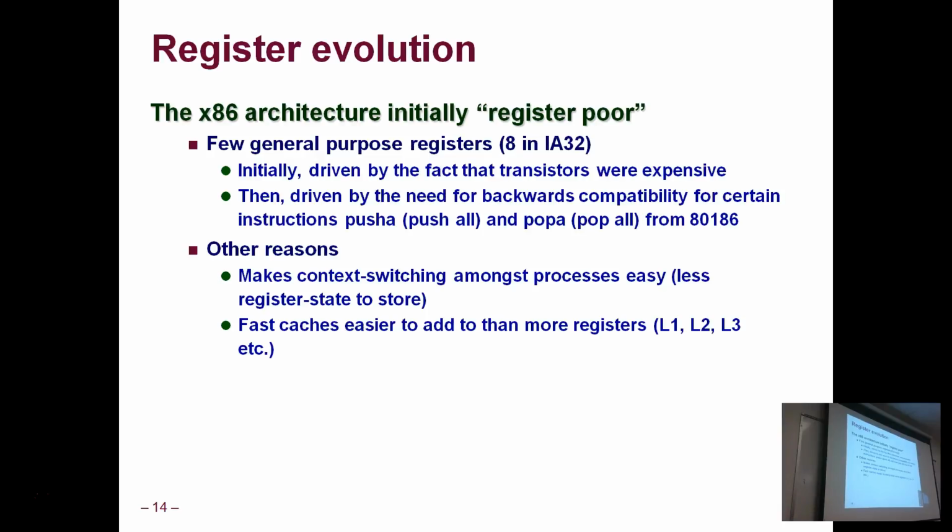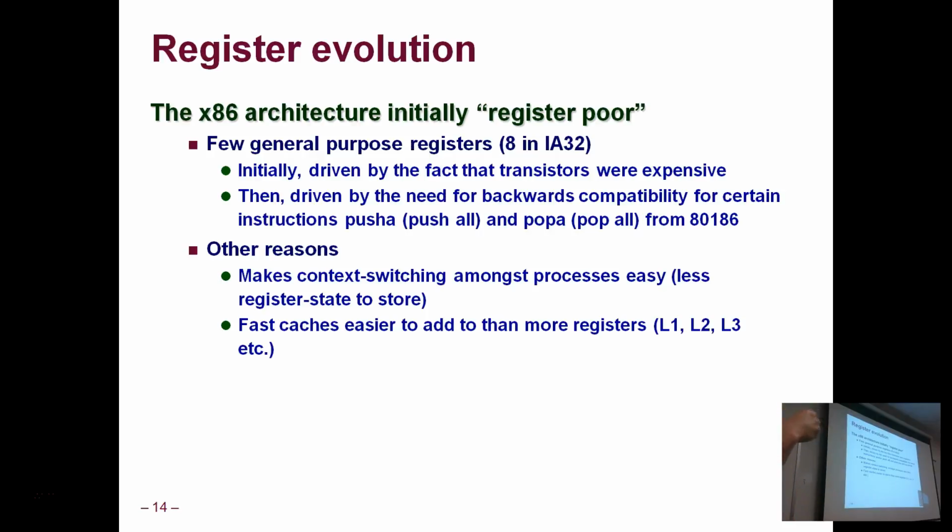Okay, so let's get into this register selection. Initially, the x86 architecture was register poor. There were only 8 of those general-purpose registers to begin with on the left. This was initially driven by the fact that transistors were extremely expensive at the beginning. Before we were able to put billions of transistors on a die, transistor space was quite valuable. But after the transistor technology evolved, because they wanted to support backwards compatibility, they just left it at 8.